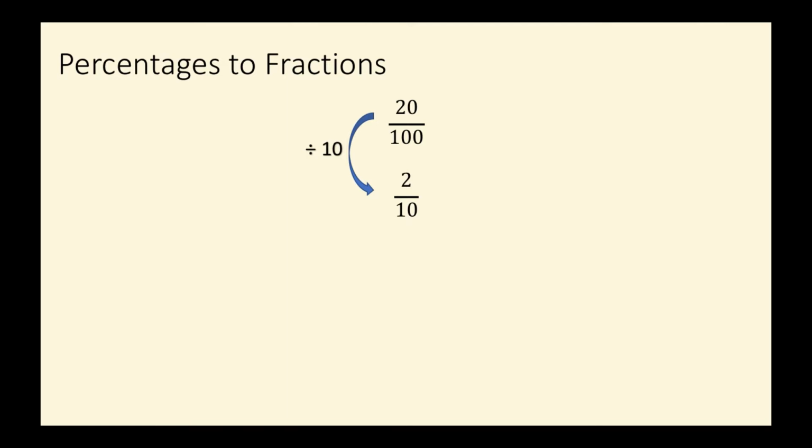Now, I can't divide by 10 again because I've not got a 0 on the end of the 2. So instead, a number that goes into both of these is 2. So we divide the top and the bottom by 2. So 2 divided by 2 is 1, and 10 divided by 2 is 5. So it becomes a fifth. So 20% as a fraction is a fifth, which we kind of already knew because we looked at a fifth of 100 earlier and it gave us 20%.